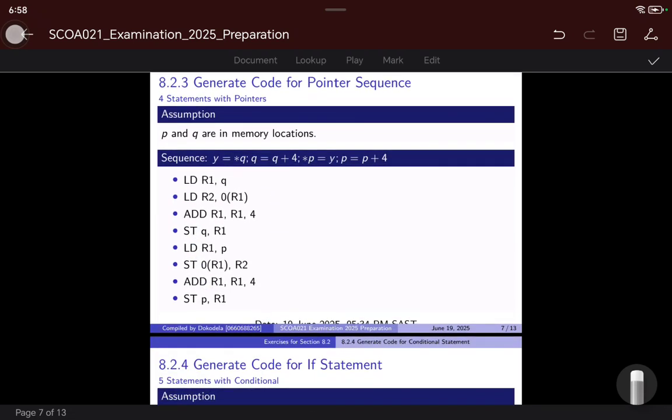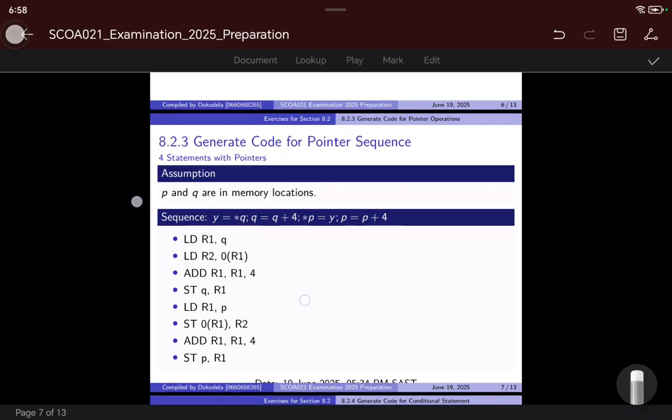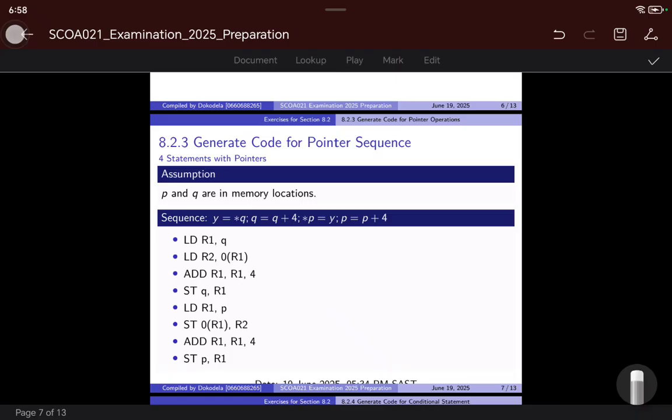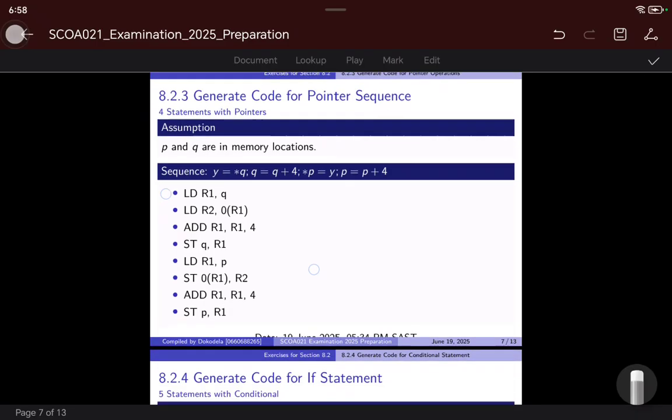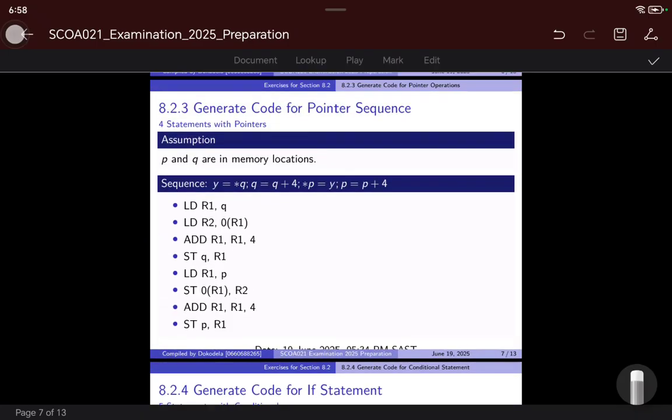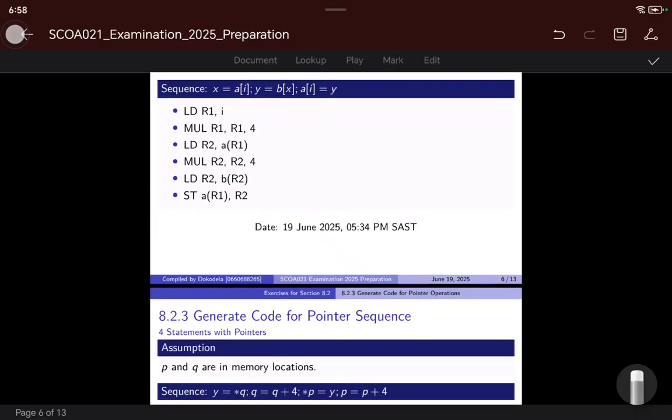I think you guys didn't do pointers, right? I don't think you guys did pointers, but they are more or less the same. They're not that difficult, so you can also look at them. So any question, guys? I think we can stop here for now.